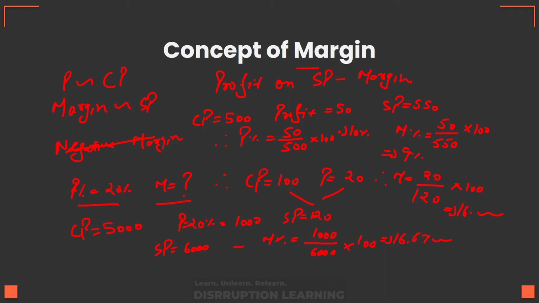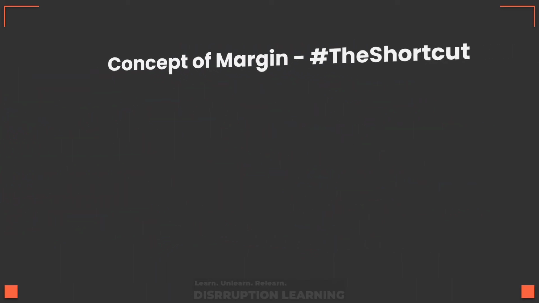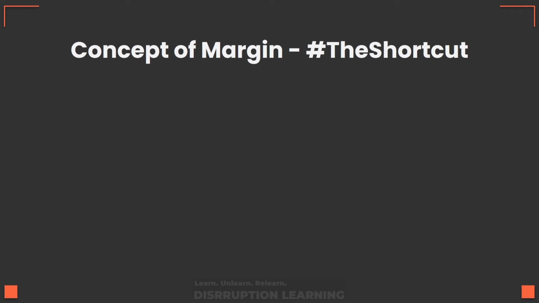Now we also have a shortcut for that, right? Let me tell you that in the next slide. So the shortcut is that when you are given a certain margin percentage or a certain profit percentage, you can easily calculate the other thing, right? If you have margin percentage, there is a very simple shortcut to calculate profit percentage. If you have profit percentage, you can simply calculate margin percentage without assuming any SP or any CP.